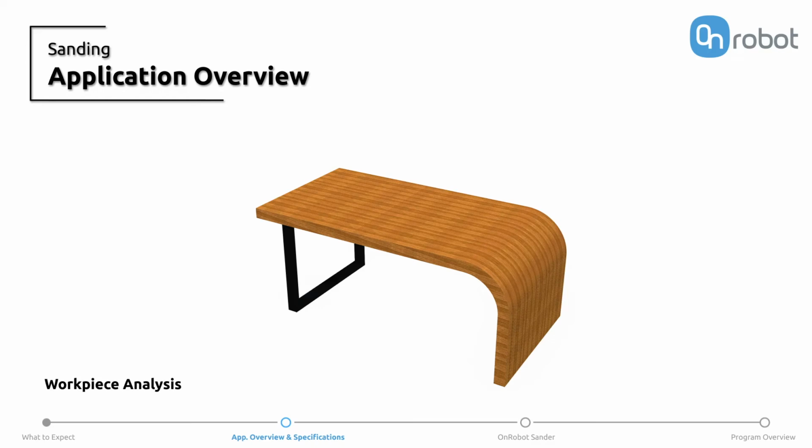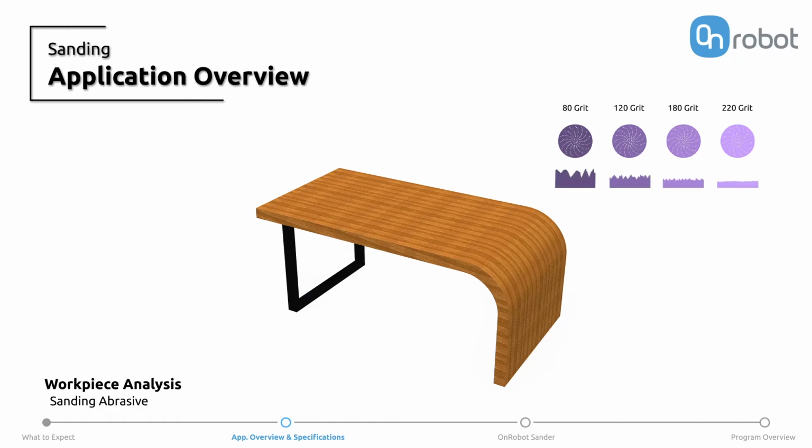The initial condition of the workpiece will determine what type of abrasives should be used. The roughness of sandpapers and abrasives are rated by a grit number. The higher the grit number, the finer the abrasive will be. To better understand this difference, let's look at a representation of what the cross-section of different grits of sandpaper look like.